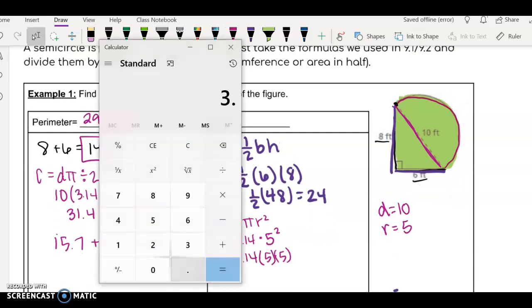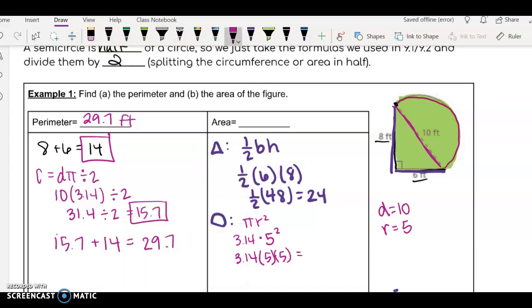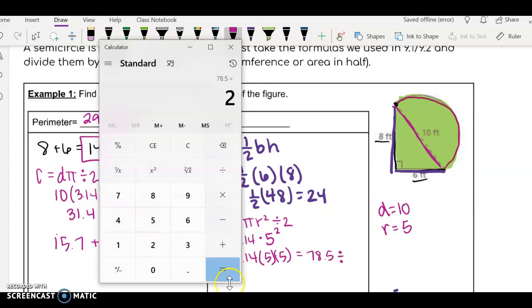So let's do that. 3.14 times 5 times 5, and I get 78.5. But that's the area of a whole circle, so now I'm going to divide this by 2 because it's a semicircle. And I get 39.25.